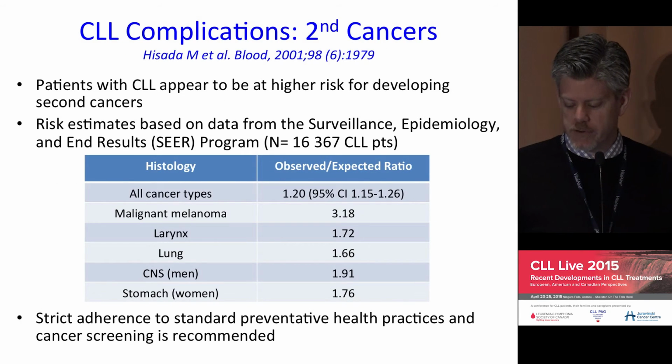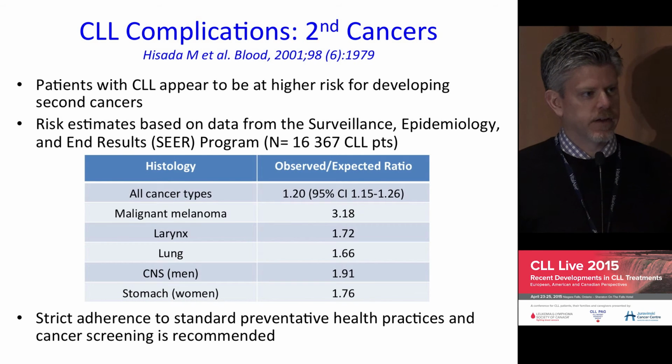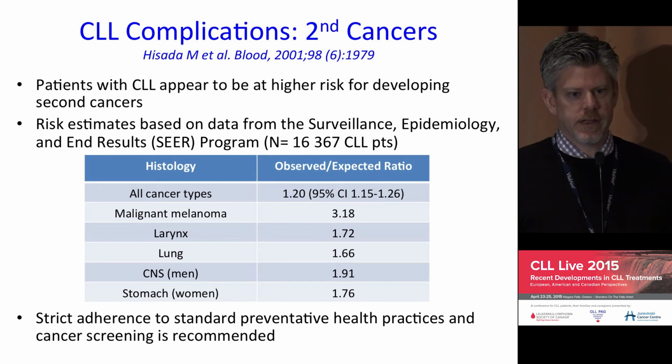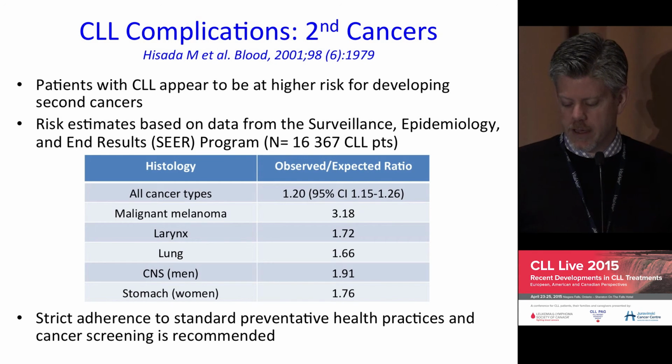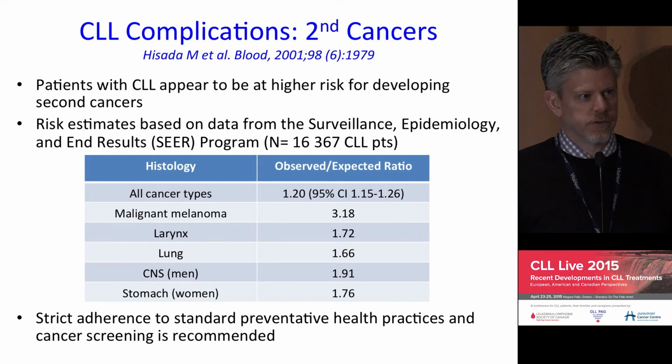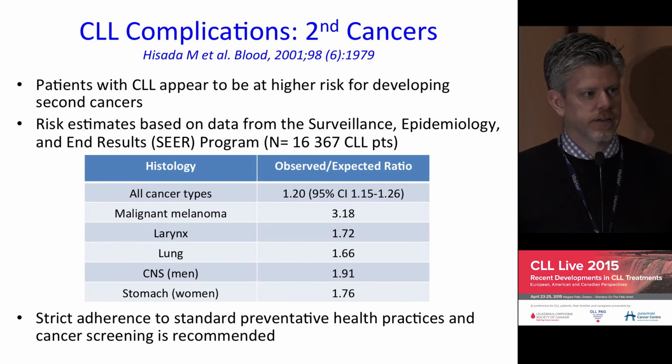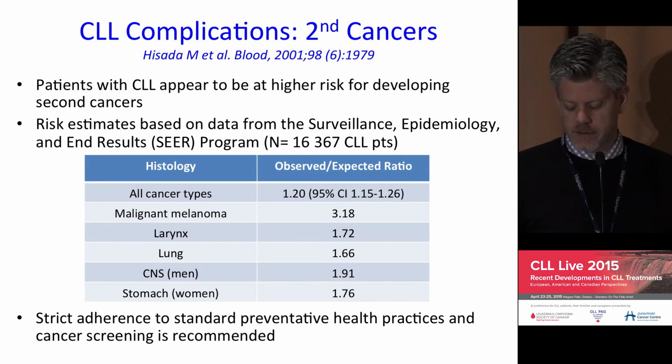I won't talk too much about second cancers because there's a whole session dedicated to this tomorrow, but suffice it to say, there does appear to be a slight increased risk of developing second malignancies in patients with CLL. This may be as a result of the immunosuppression or impairment of immunosurveillance. And there's large population level data suggesting that this is indeed a problem.